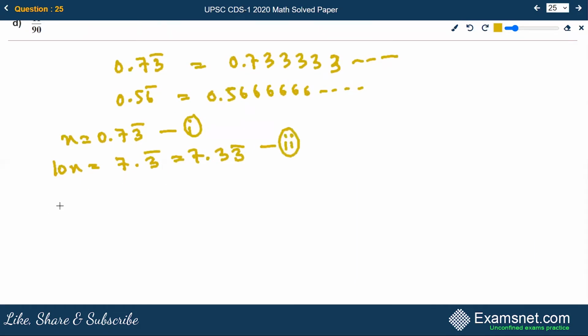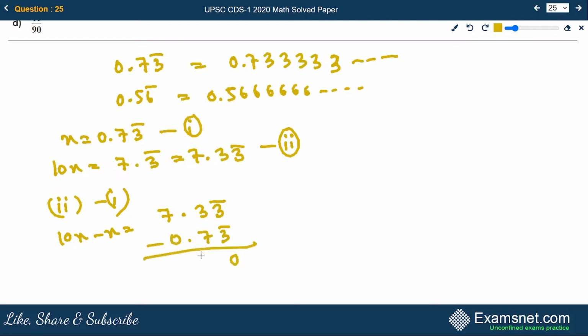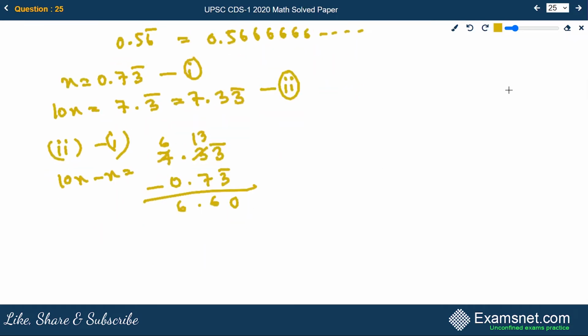If we subtract 2 minus 1, we will get 10x minus x, that is 7.33 bar minus 0.73 bar. If we subtract, we'll get 6.6. Also here it is 9x. So 9x equals 6.6, x equals 66 by 90. Let's keep it this way.